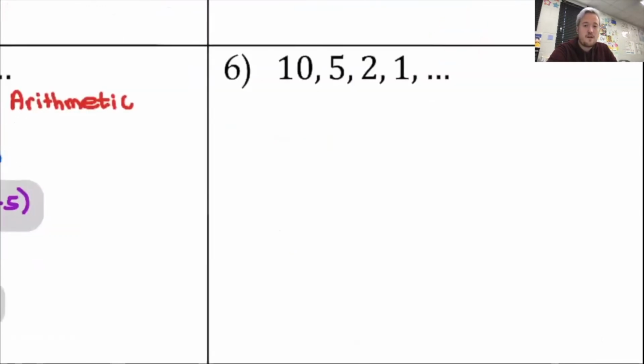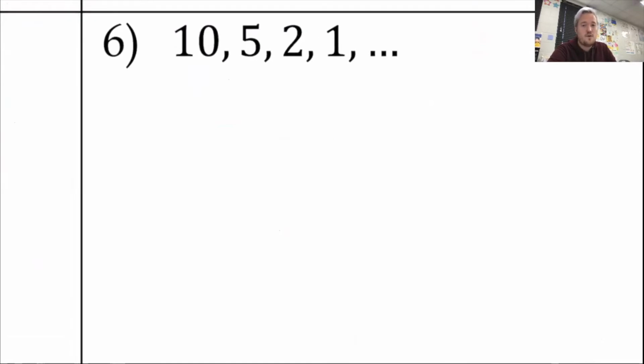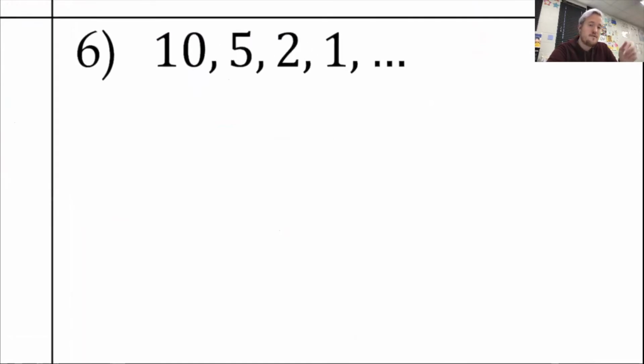Okie dokie. And then we have 10, 5 to 1. So to go from 10 to 5, that's -5. 5 to 2 is -3. 2 to 1 is -1. Subtraction is not consistent, can't do that. If I do division, that's multiplying by 1/2 for the first to second term, but it doesn't work for here. That would not be times 1/2. So because no operation works, that means there's no pattern.